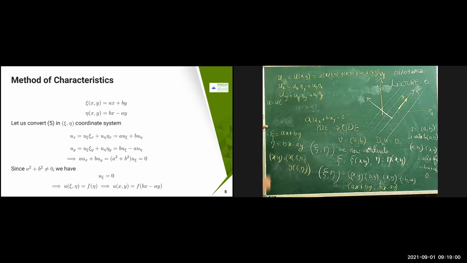Now what is chi x from here? Chi is ax plus by, so I'm differentiating with respect to x only, so a is going to come. What is chi y? Chi y is going to become b. Similarly, what is eta x? Eta x is nothing but b, and eta y is nothing but minus a.